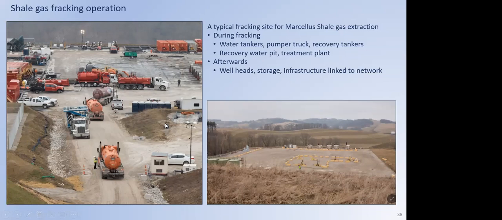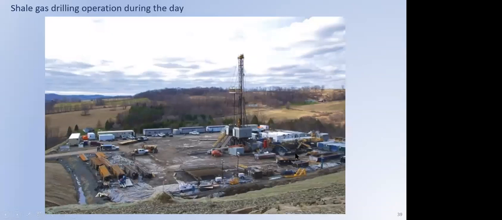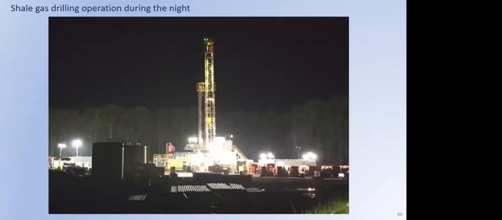But once you've got the gas flowing, you've got pretty much a quiet setting with a wellhead, a bit of storage, and it links to infrastructure. During operation, nothing different from a traditional well site, and that's a rig in operation during the day, and that's an operation at night.